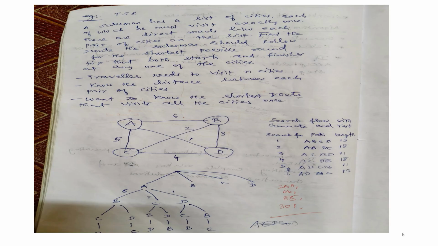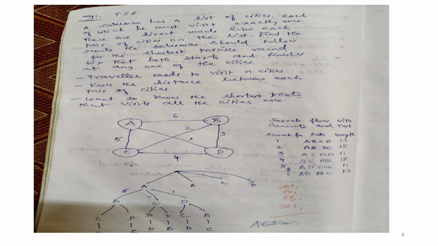The traveling salesman problem is one of the optimization problems in artificial intelligence. We already know about it. The problem is given: a salesman has a list of cities that must be visited exactly once. The distance between every pair of cities is known. The main objective is the shortest possible route that visits all the cities exactly once and returns to the starting city. Here there are 4 cities, A, B, C and D.